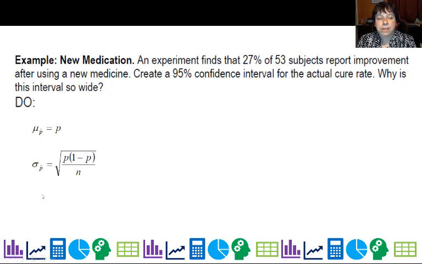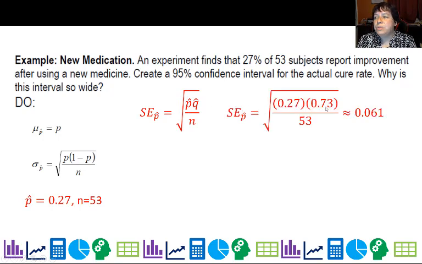Let's go ahead and calculate p hat. Well, we know p hat is 0.27, and our sample size is 53. Now I'm going to rewrite this for standard error, and I have q hat here instead of 1 minus p hat, but it works the same. And substitute in the 0.27. The 0.73 I get from taking 1 minus 0.27, just like we have over here. Divide that by your sample size, 53, and you get about 0.061.